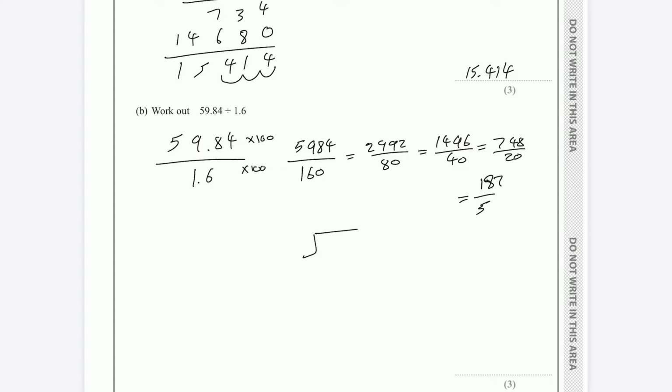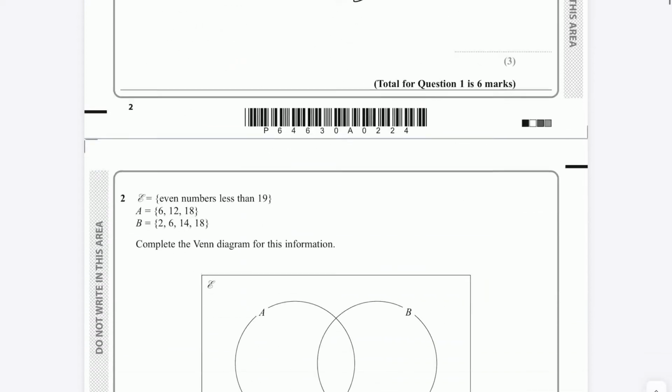And now you can use the bus stop method on it. So we have 5 into 187. 3 fives are 15, it gives me a remainder of 3, that's 37, 5 sixes are 30, 7 sevens are 35, remainder of 2, a point there, that's 37.4.